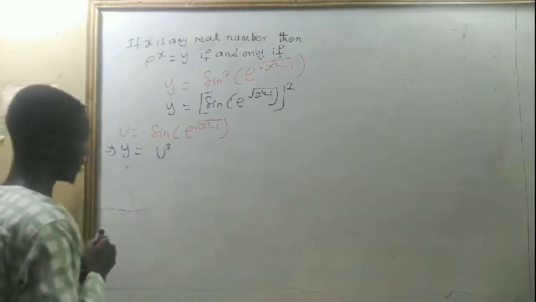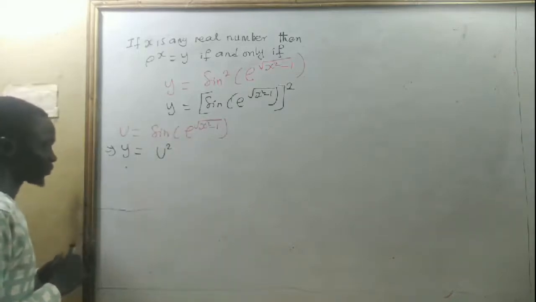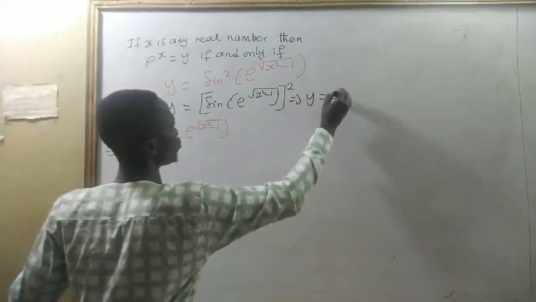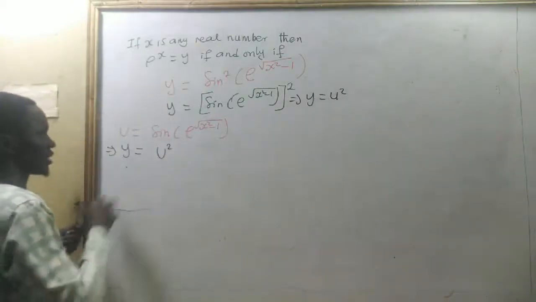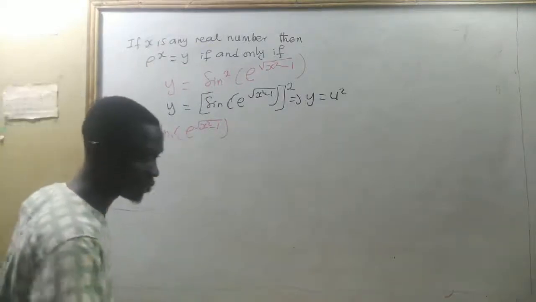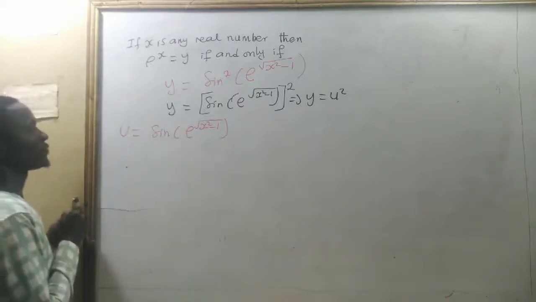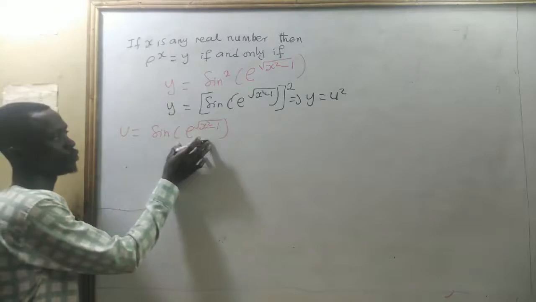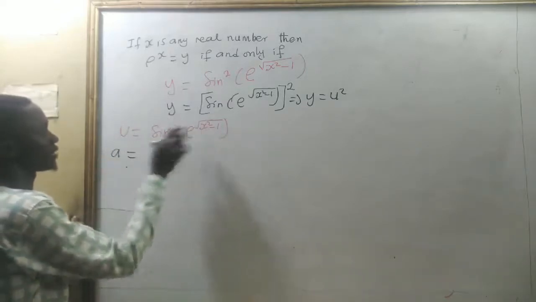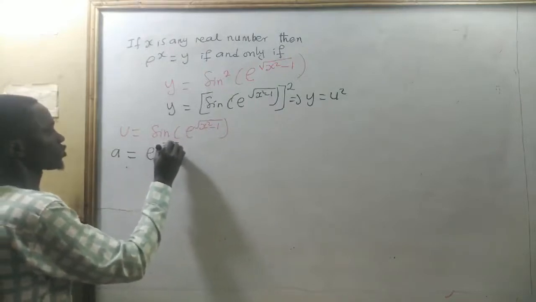Now, what do we do? Let's put this implies that y equal to u squared here, so that we can get all these places for the derivative of u. I want to do it step by step so that we get the understanding very well. So here, this one also requires chain rule because it's a function of a function. So we take a equal to the inner function, that is e to the power the square root of x squared minus 1.